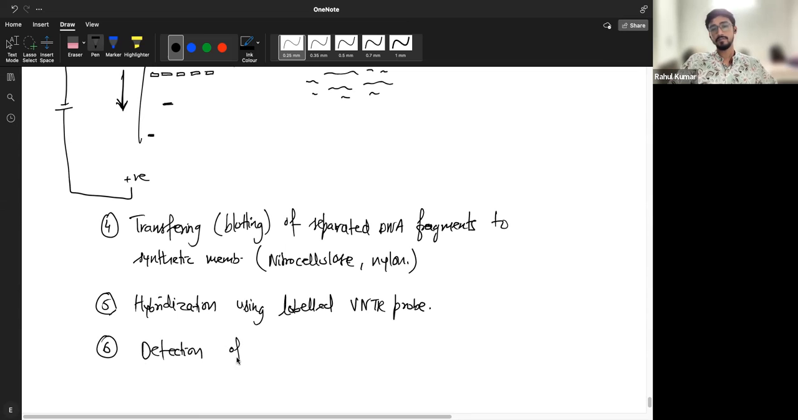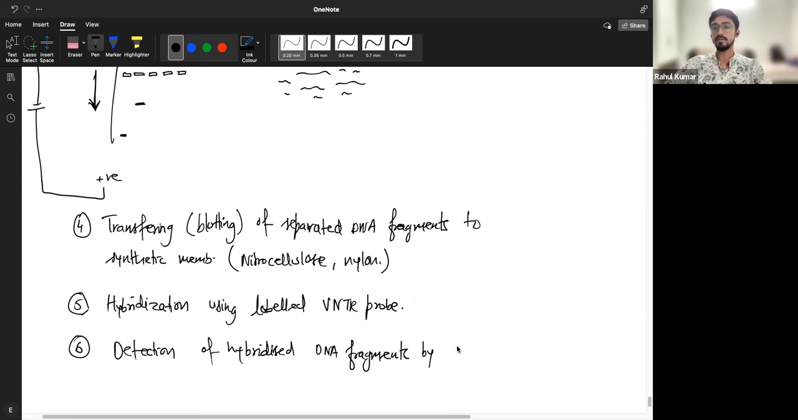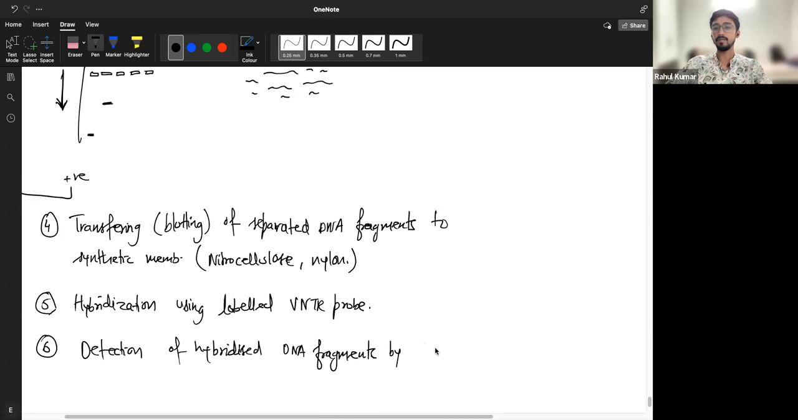So, detection of hybridized DNA fragments. And how do we detect radio labeled things? They emit fluorescence, like they emit energy in a wavelength which we can see. So the technique by which we detect radio labeled probes is called autoradiography.